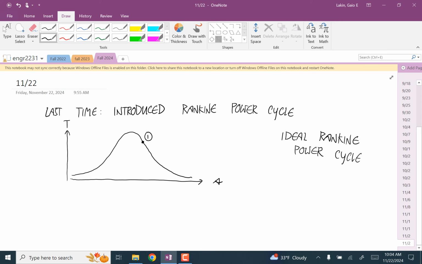From state one to state two, what is that process? Temp drops. Yep, it goes straight down. So this is state two. Do you remember what is the device that we're going through from 1 to 2? That's right. So this is an isentropic turbine.